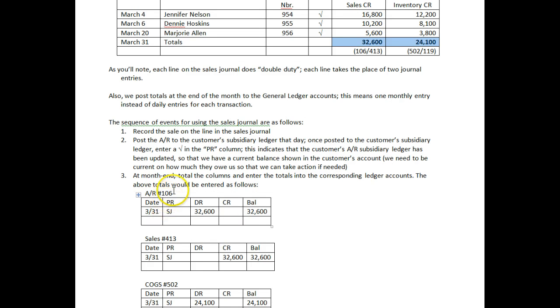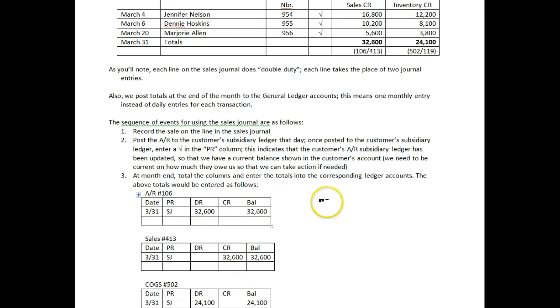For example, on accounts receivable, our chart of accounts would indicate that accounts receivable was account 106. We'd have a date of March 31st. The posting reference would say SJ. That's the sales journal, okay? You could also add a number here at the end for what page from the sales journal if you wanted to do that. But basically, this is a pointer that this information came from the sales journal. So if I have any questions, I can go back to the sales journal on March 31st and see where it came from. Okay? We want to point back and forth, and that's called cross-referencing.